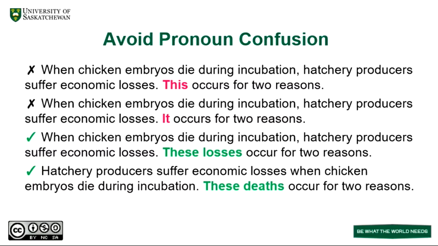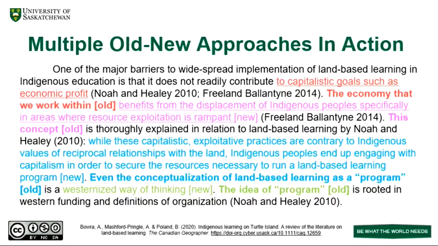So this problem can be easily solved by adding a noun. These losses, these deaths. It makes it very, very obvious to which information we are referring from that preceding sentence. So we reduce potential ambiguity.